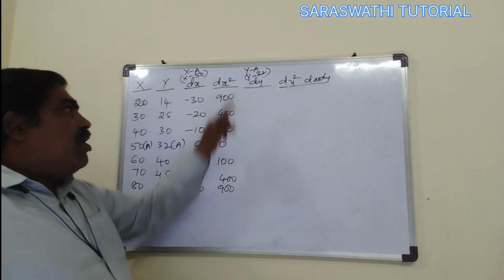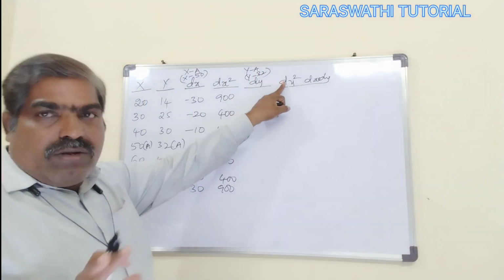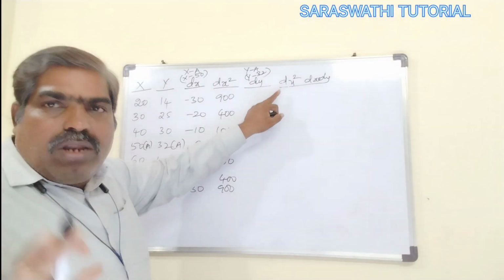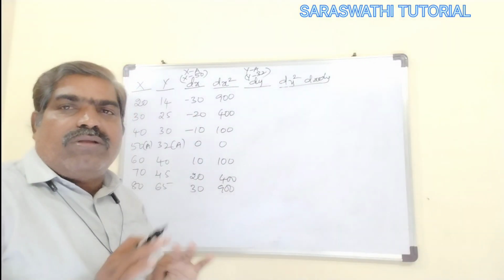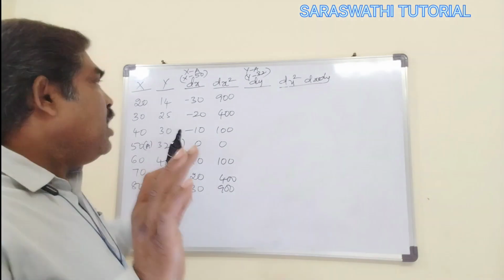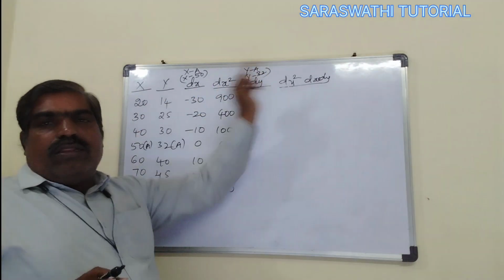Then dy, y minus A, right? That is only in Osmania University. No, in all universities also, but for other competitive exams that is not there. Only for degree examinations. Y minus 32.